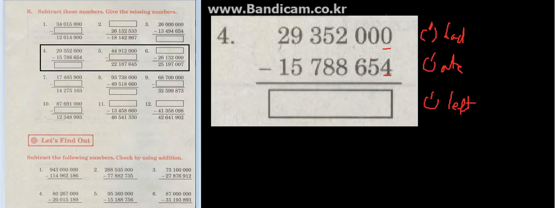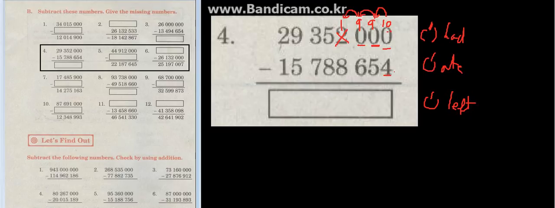0 minus 4 is impossible. So we should borrow. There's nothing to borrow, so borrow once again. Nothing to borrow, borrow once again. And finally there's something to borrow. So this 2 becomes 1, and the missing 1 becomes 10 in the column below. But you should borrow for the column that's below. So this 10 becomes 9 and the remaining 1 becomes 10. And once again this 10 should be borrowed from the column, so this 10 becomes 9, and the remaining 1 becomes 10 at the bottom column.